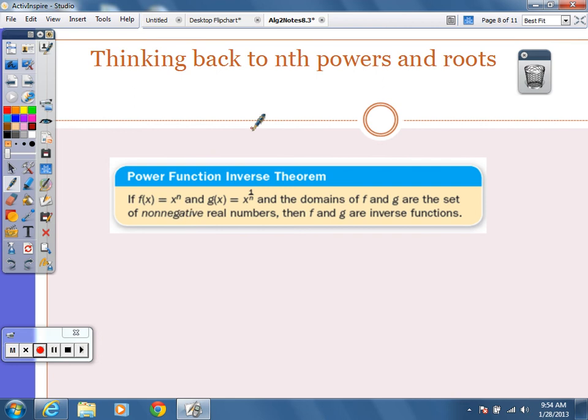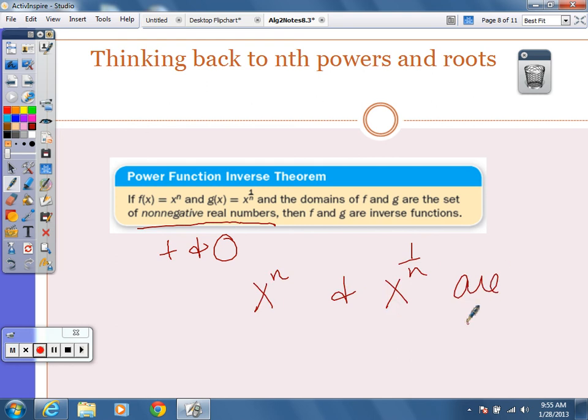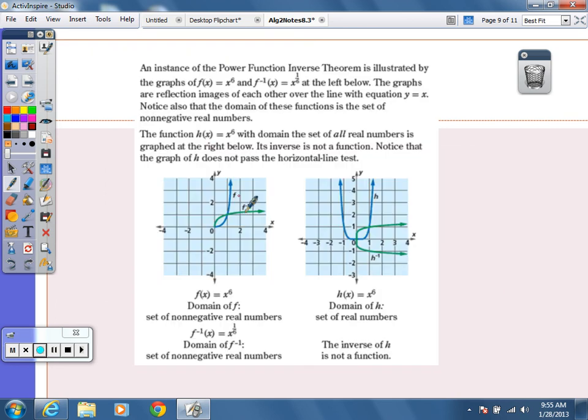Okay? Thinking back to the nth powers and roots, if f of x is x to the n, and g of x is x to the 1 over n, and the domains of f and g are the set of non-negative real numbers. Notice non-negative real numbers means positive plus 0. Then they're inverses. So they're saying x to the n and x to the 1 over n are inverses, but only if you're talking about positive numbers and 0. Okay, why do we stipulate that? Why did we make that rule? Well, let's look at the graph here.